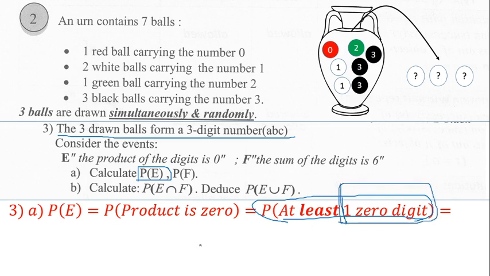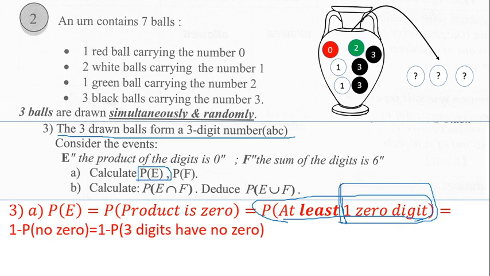Okay, let's take the complement. 1 minus the probability of no zero. The 3 digits have no zero, so they come from the 6 digits. Choose any 3 of these digits, and the product will not be zero. It is impossible to be zero, because if you multiply any number by another number which is not zero, you will never get a zero. So choose 3 out of these 6. 1 minus choose 3 out of 6, all over choose 3 out of 7.